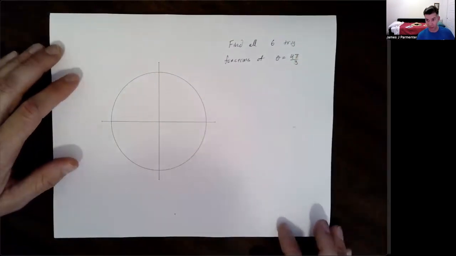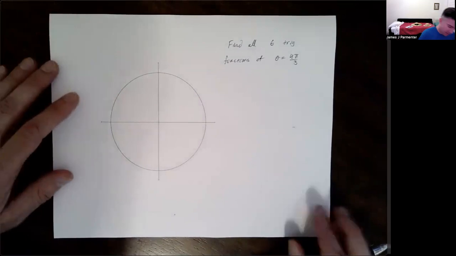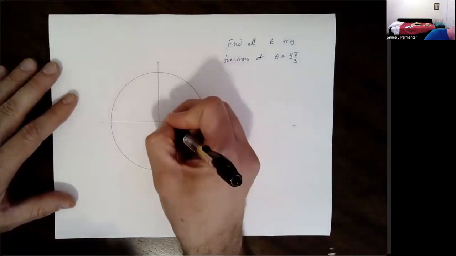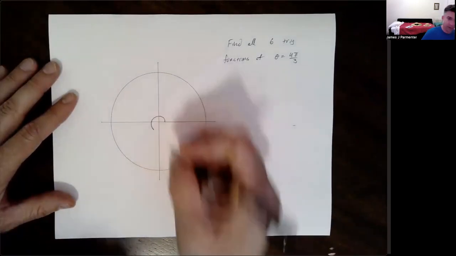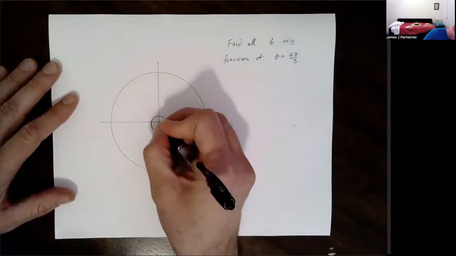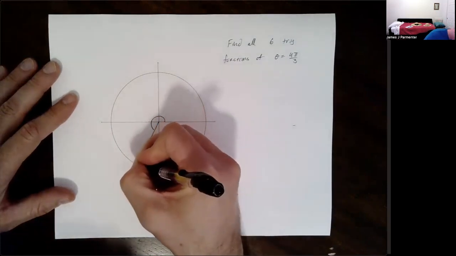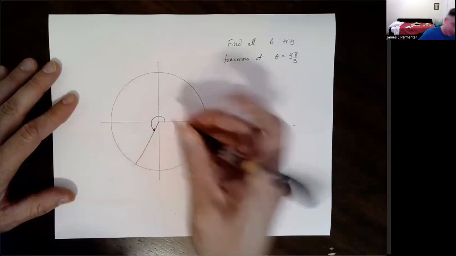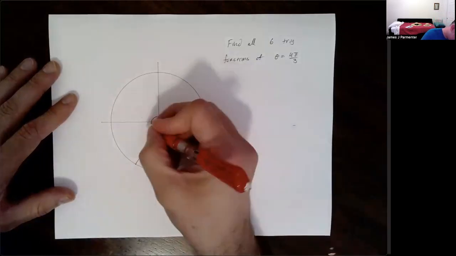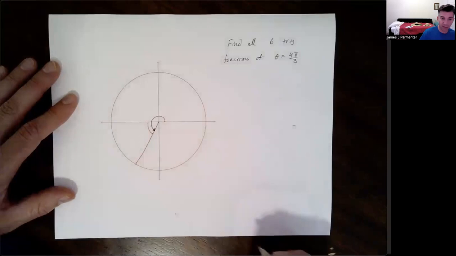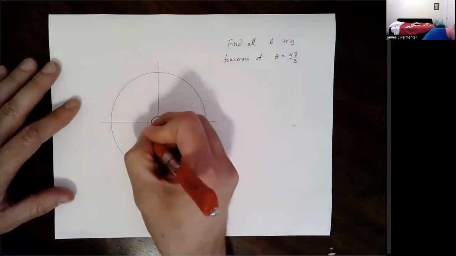There's a number of ways to think about this. Here's the way I would think about it. Okay, 4 pi over 3 is a little bit bigger than pi. It's going to be in quadrant 3. It'll look vaguely like this. And my reference angle, which is measured to the x-axis, is going to be pi over 3, or 60 degrees.